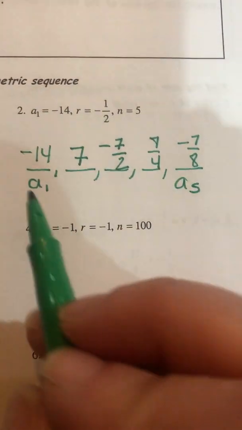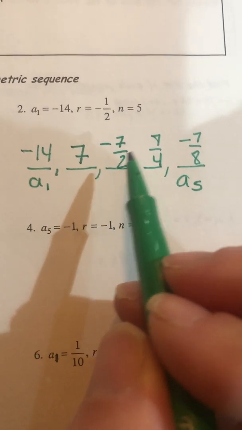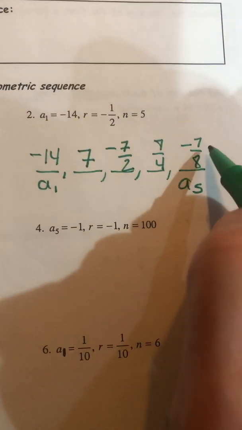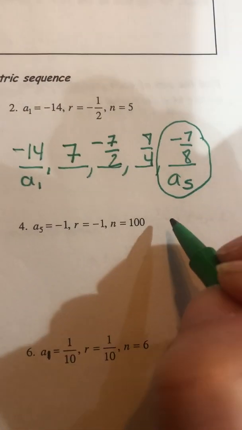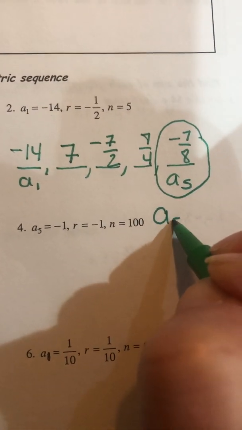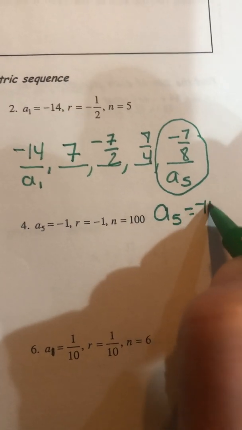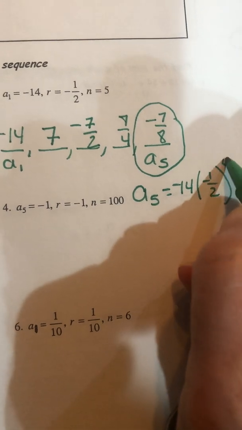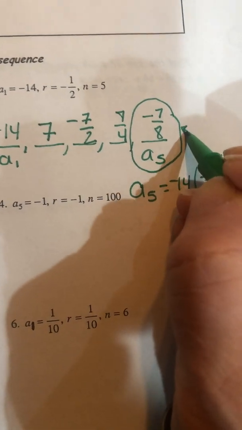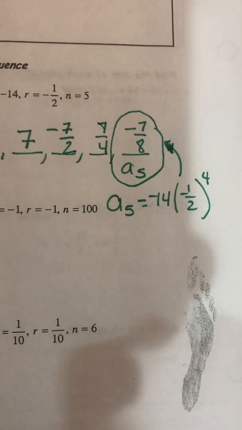So I just multiplied that one out, negative 1/2, negative 1/2, negative 1/2, negative 1/2. And now I get the answer. The 5th term is negative 7/8. If I had wanted to use the formula, I would say the 5th term is the first term times negative 1/2 to the n minus 1, which would be the 4th power. And I could put that in my calculator, it would give me the same answer.